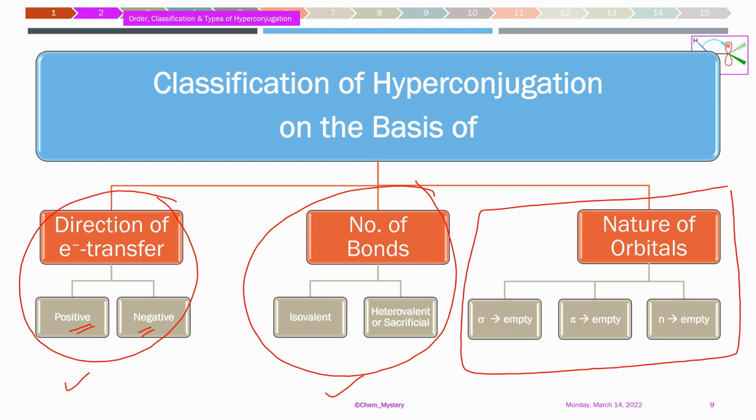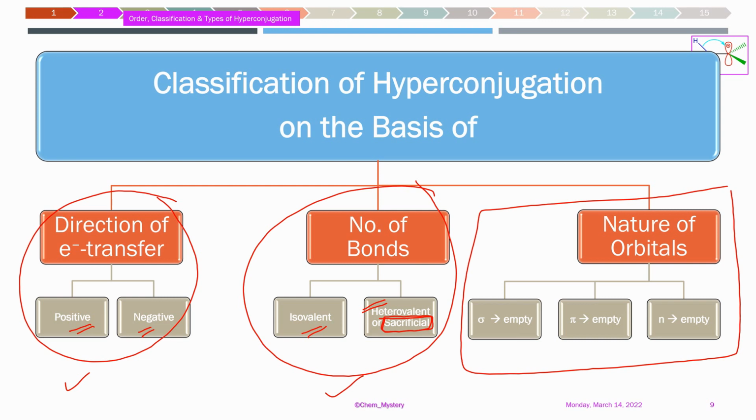And nature of orbitals when they are involved, where these electrons are coming from, like which electrons are basically there which are undergoing delocalization. That is also one possible mode of classification. We'll be seeing that sigma electrons are going into empty orbital, pi electrons are going into empty orbital, and non-bonding electrons are going into empty orbital. That's how we can classify the hyperconjugation. Here is that third classification what we were saying there.